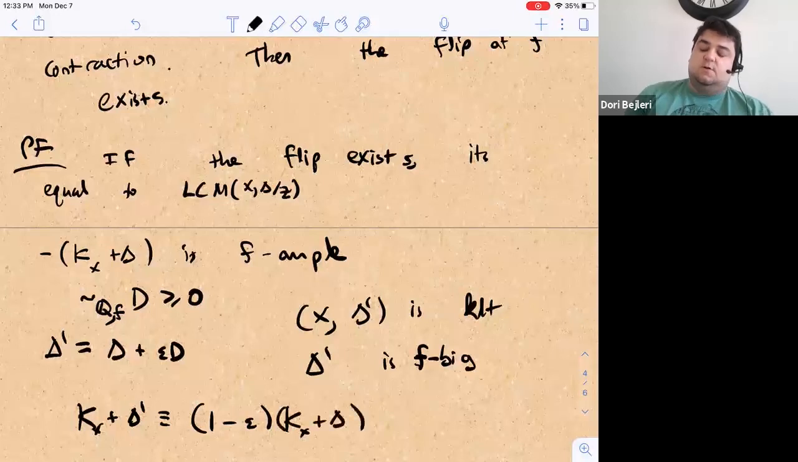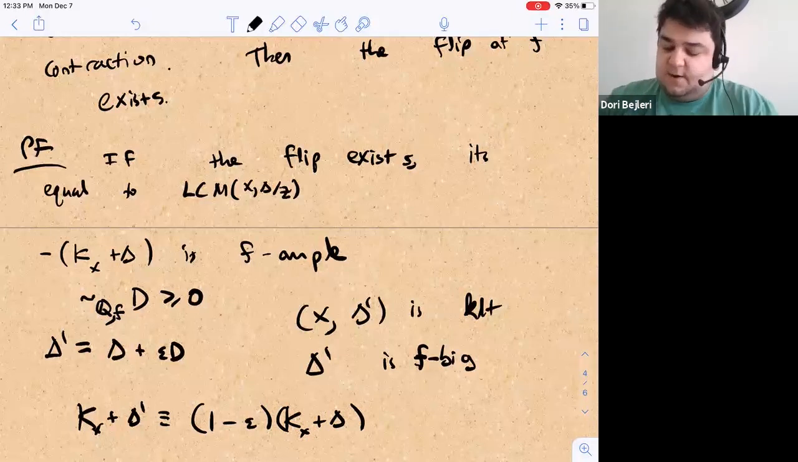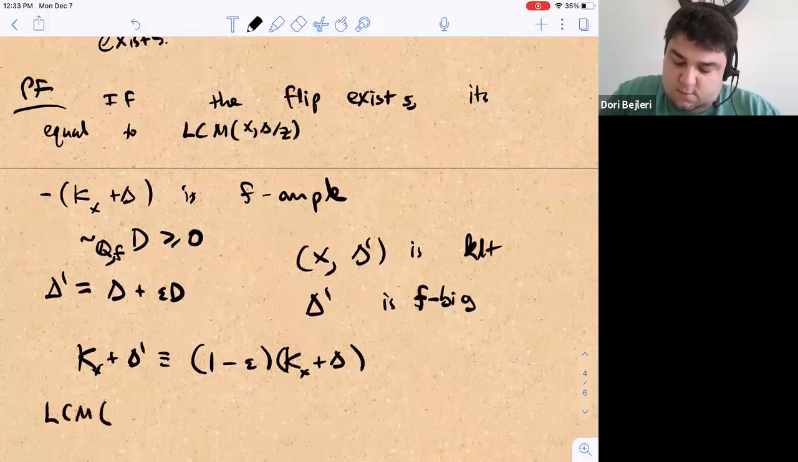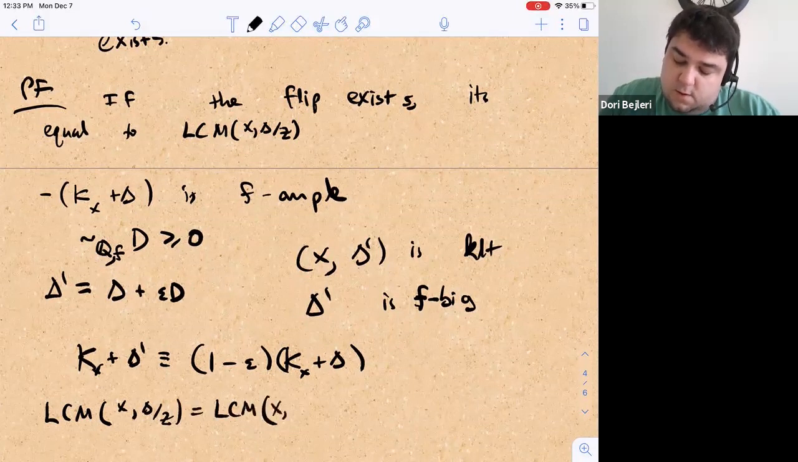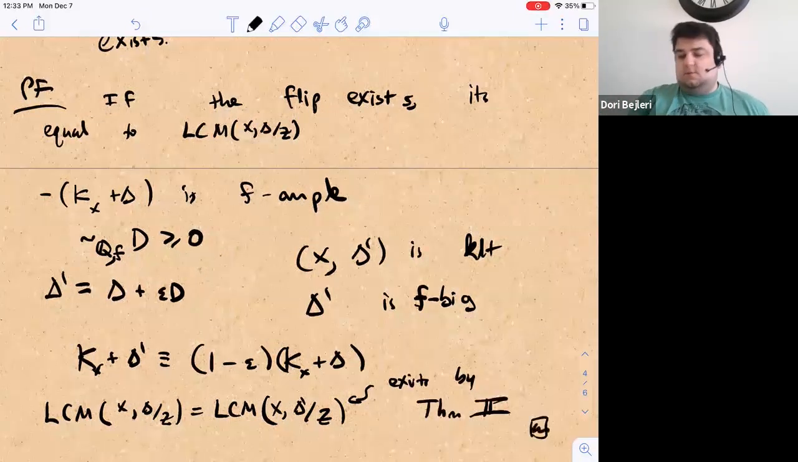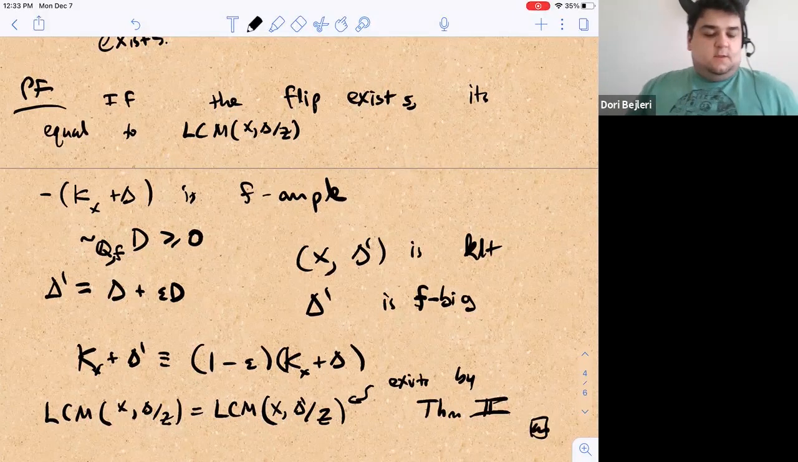And so the log canonical model for K_X plus delta prime is the same as the log canonical model of K_X plus delta. And this latter exists by the main theorem. Okay. So we have flips in general.